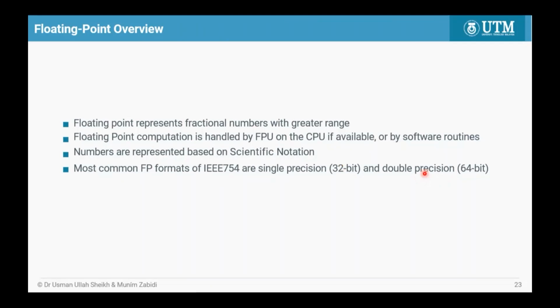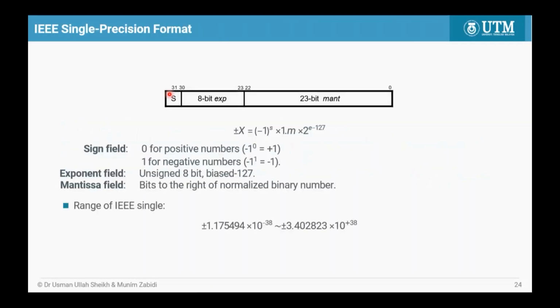So the bits are numbered from 0 to 31. Bit 31 is your sign bit. This is your most significant bit, and the most significant bit is for the sign. If this bit is 0, it represents a positive number. If the bit is 1, it represents a negative number.